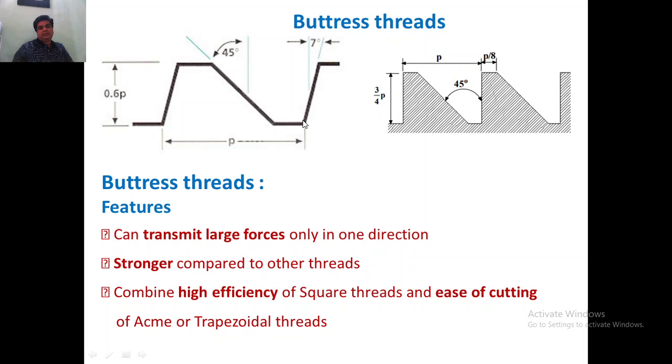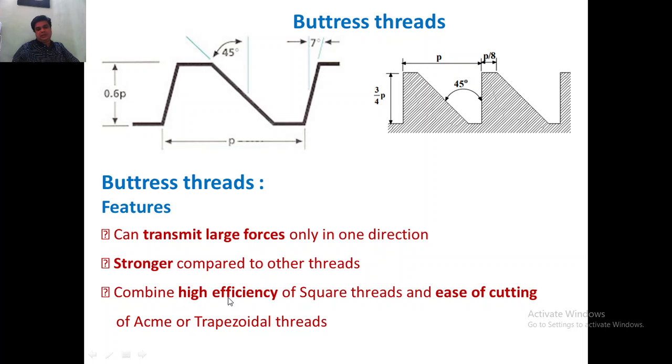And we have the buttress thread. As I told you, it is the combination of the square thread and the acme thread. One flank is perpendicular, the other flank is inclined at 45 degree, and we have other dimensional parameters of this buttress thread here. It can transmit large forces only in one direction. Because of this profile, the forces can be transmitted in one direction, and it is stronger compared to other threads.